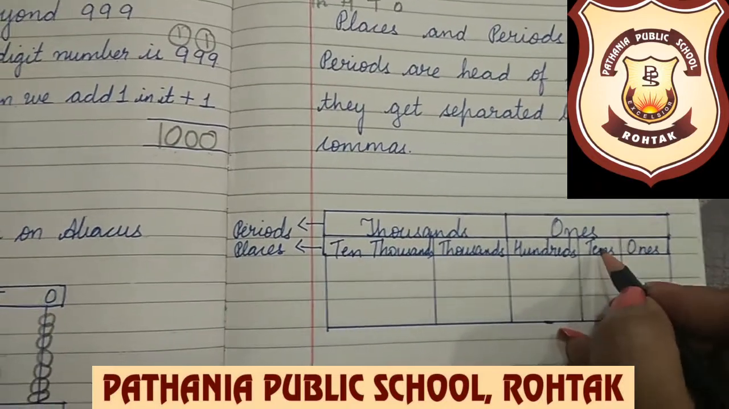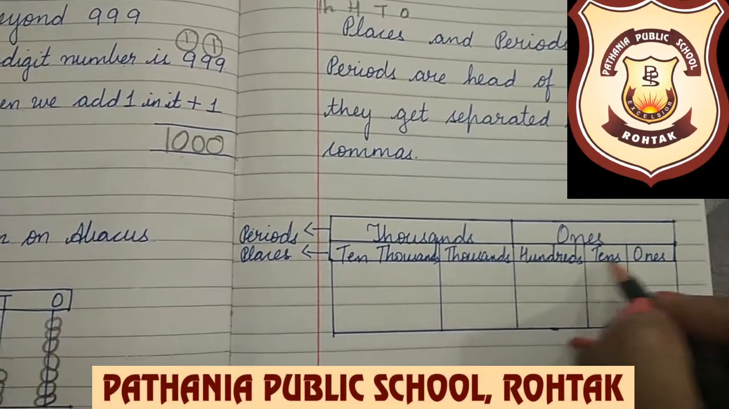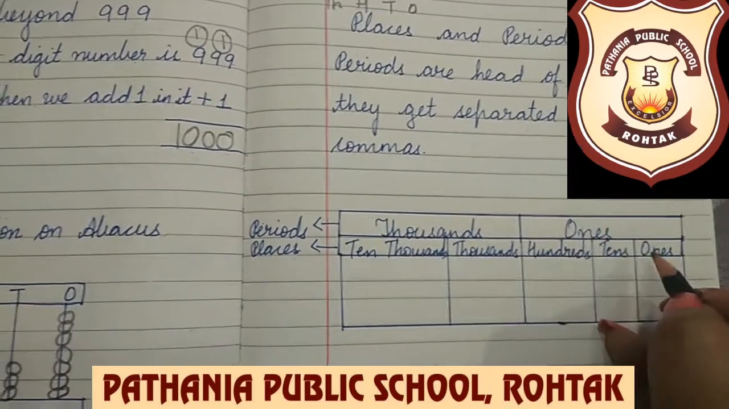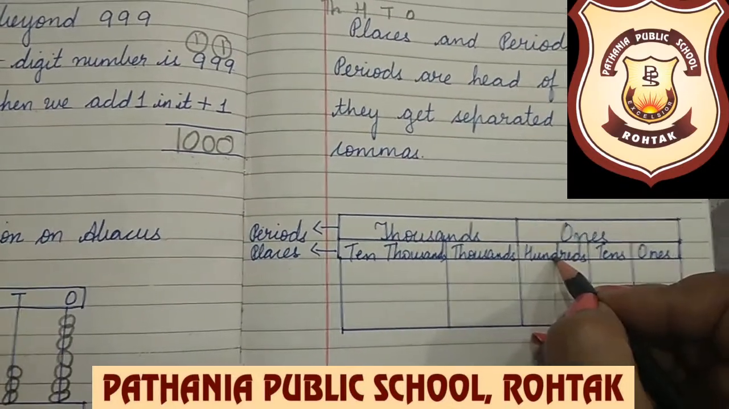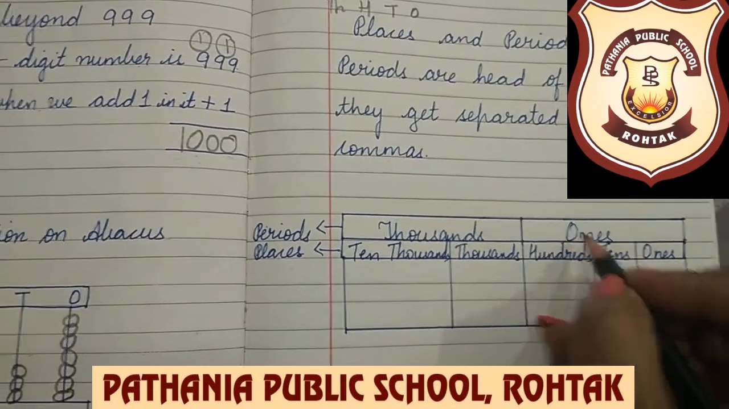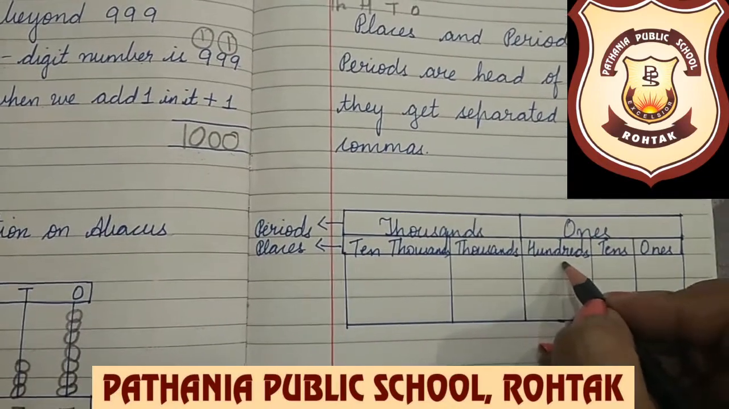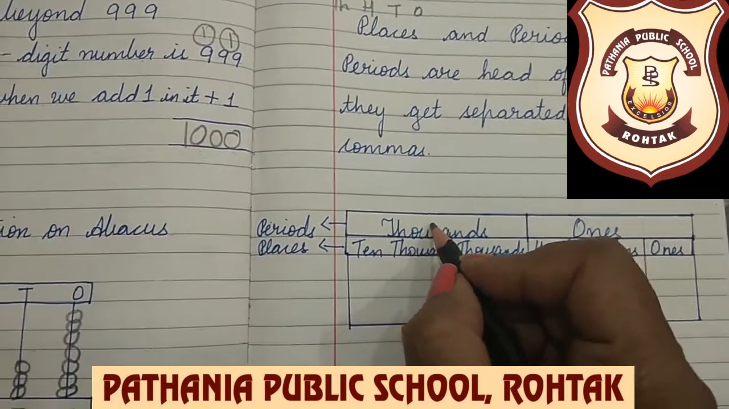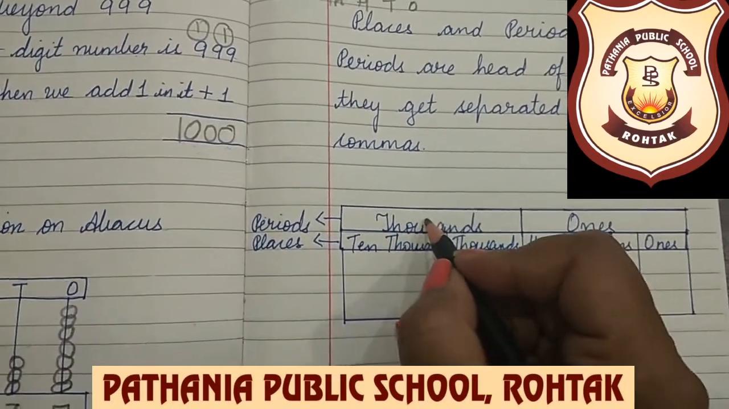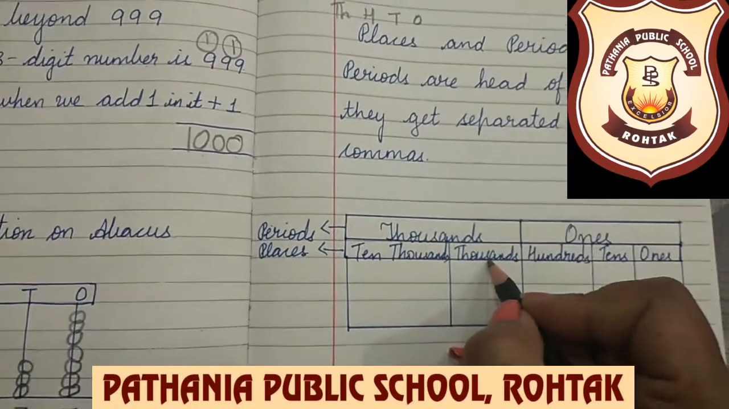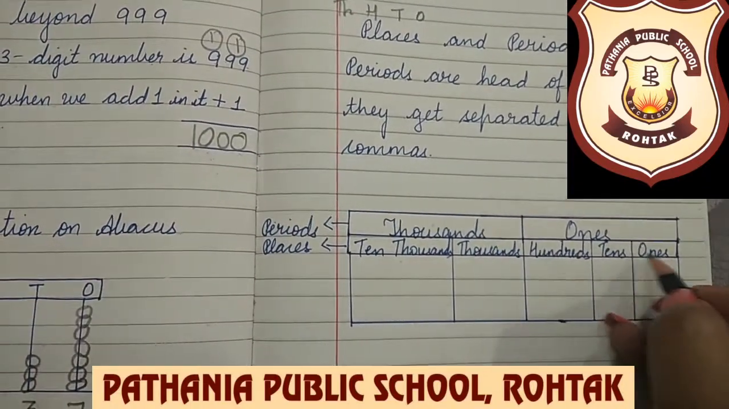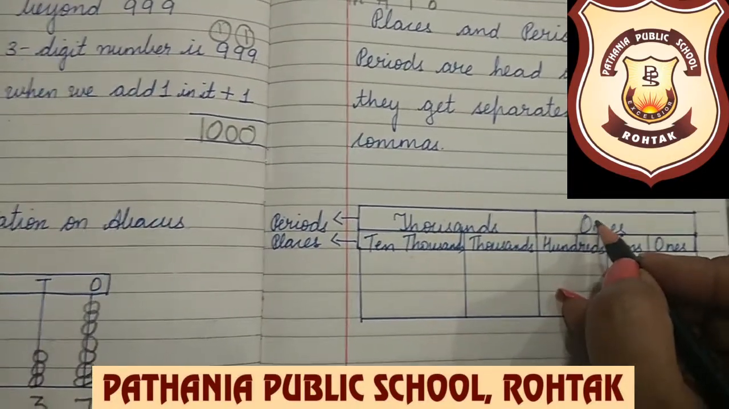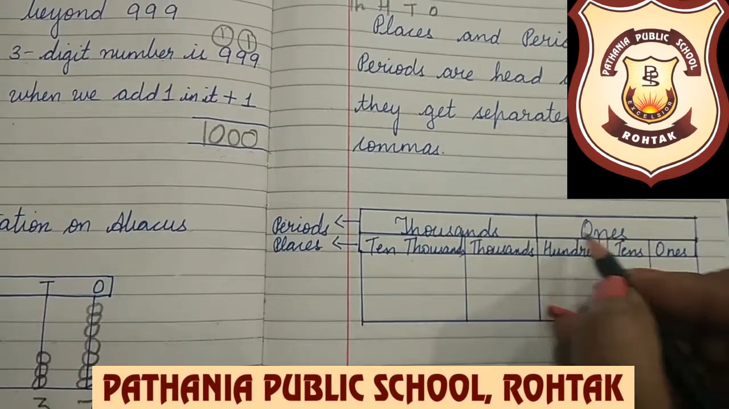Like ones, tens and hundreds. These three come in the ones period. It means ones is the head of ones, tens and hundreds. That's why ones is the period of ones, tens and hundreds. In the same manner, thousands and 10,000s have thousands as their period. It means thousand is the head of thousands and 10,000s. So ones, tens, hundreds, thousands, 10,000s, these are places, and ones and thousands, these are our periods.